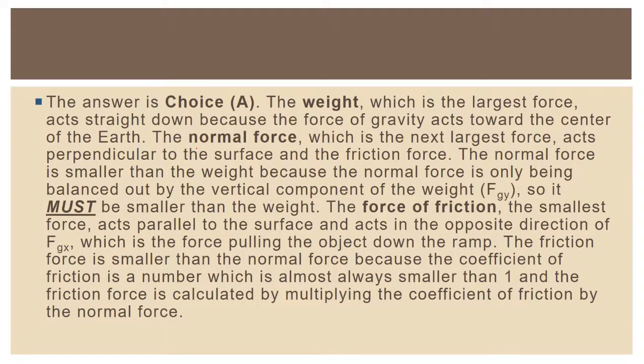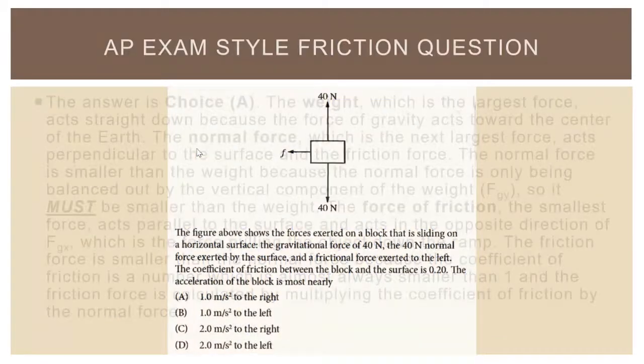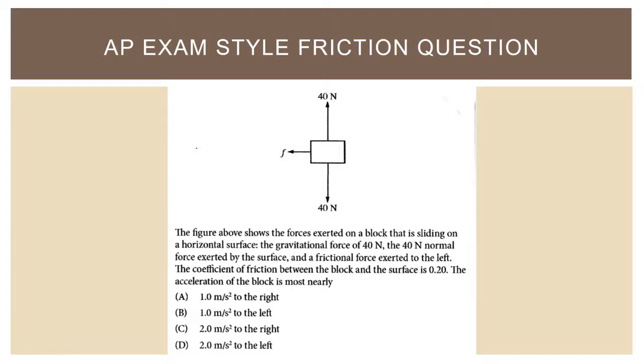And so you want to try to help yourself as much as possible by sort of boiling the thing down to basics. And so let's take a look at the question and sort of make an attempt to simplify it. So it says here, the figure above shows the forces exerted on a block that is sliding on a horizontal surface. The gravitational force of 40 newtons, the 40 Newton normal force exerted by the surface, and a frictional force exerted to the left. The coefficient of friction between the block and the surface is 0.20. Then the question says here, the acceleration of the block is most nearly.